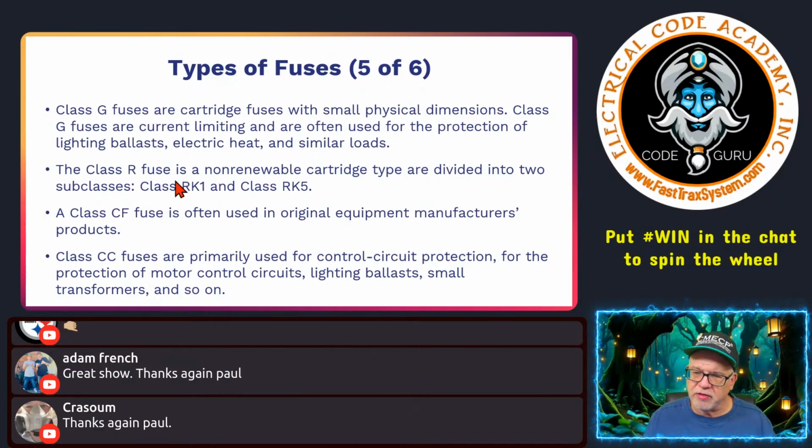Class R fuses, a non-renewable cartridge type, are divided into two subclasses. We saw earlier that being RK1 and Class RK5. Now, when it says non-renewable, I think of fuses, to be honest with you, as most of them being just one and done, trash. But again, I don't do a whole lot in the fuse world. But all the fuses that I ever dealt with, if they blew, they're gone. You know what I'm saying?